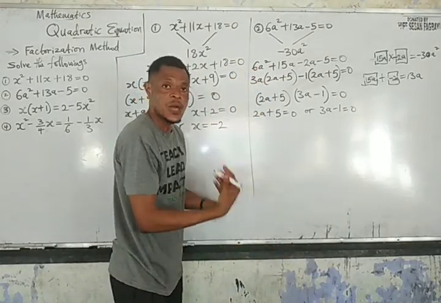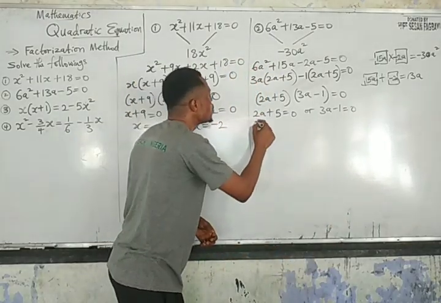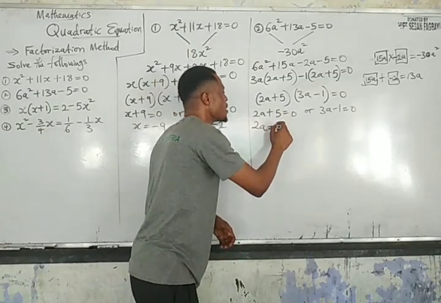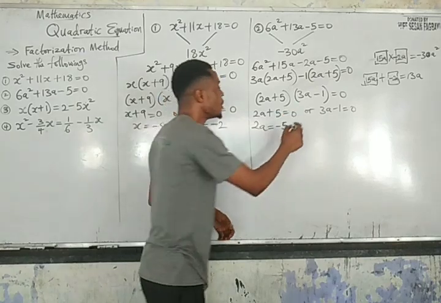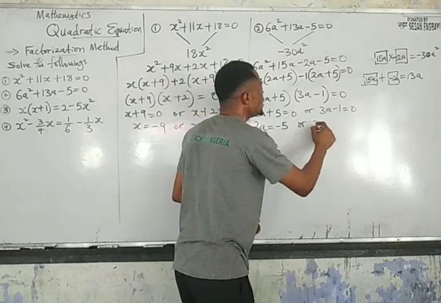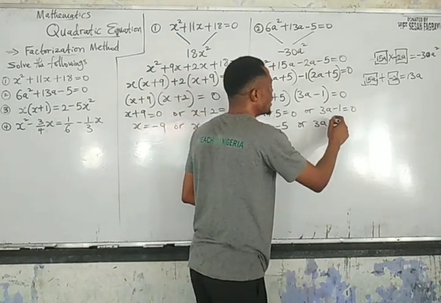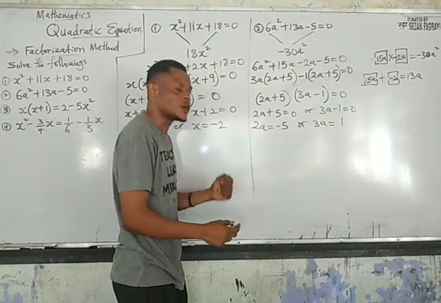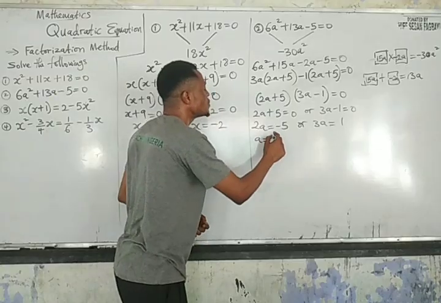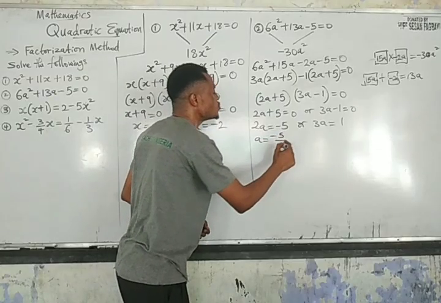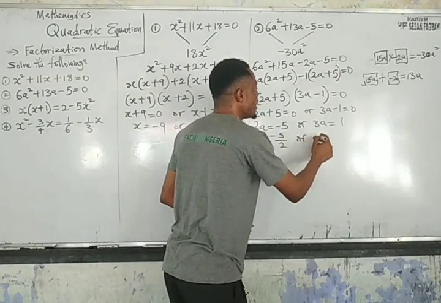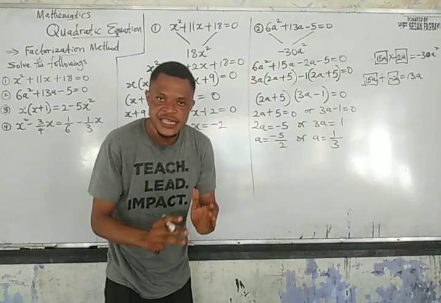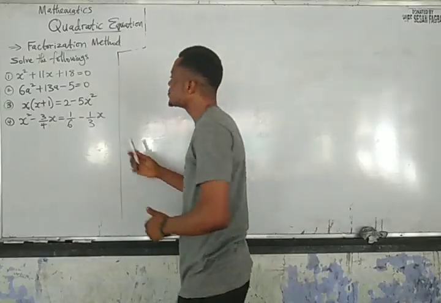We are looking for A. We are making A subject of the formula. So we have 2A to be equal to 5 goes here. It becomes minus 5. Or 3A, which is here already, minus 1 travels here. It becomes positive 1. So making A subject of the formula, A is going to be equal to minus 5 over 2, or A equal to 1 all over 3. Easy.